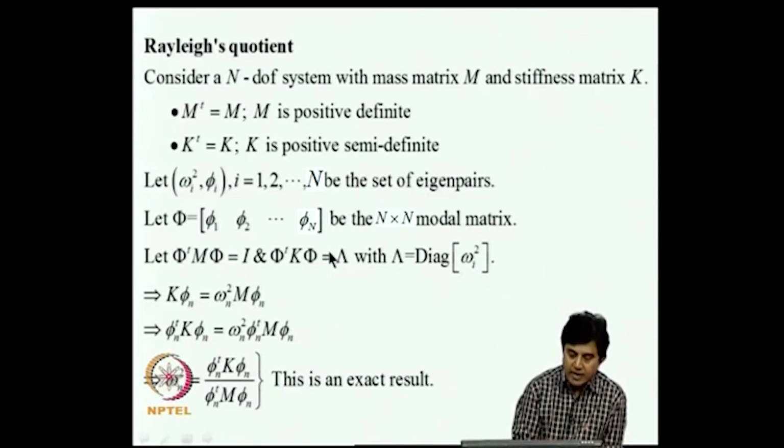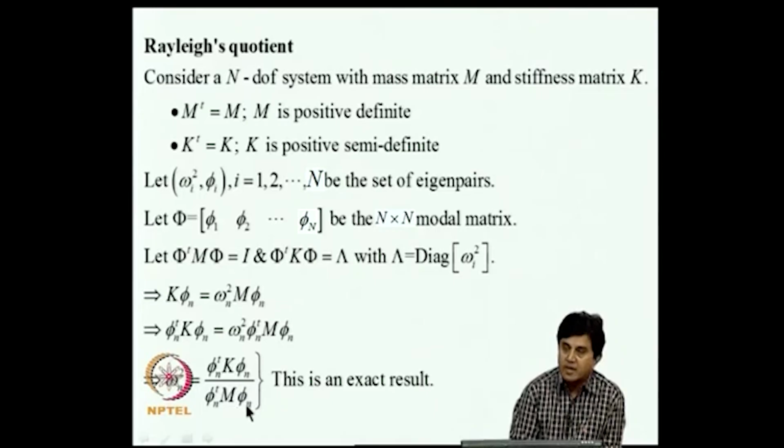So, if you take now the nth eigenvalue and nth eigenvector, the equation that it satisfies is given by this. Now, if you pre-multiply by phi n transpose on both sides, I get this equation, and K is an n by n matrix, phi n is an n cross 1 matrix. So, this will be a scalar because this is 1 cross n, n cross n, n cross 1, therefore, this is a scalar. So, I can write this expression for omega n square as phi n transpose k phi n divided by phi n transpose m phi n. So, this is an exact result.